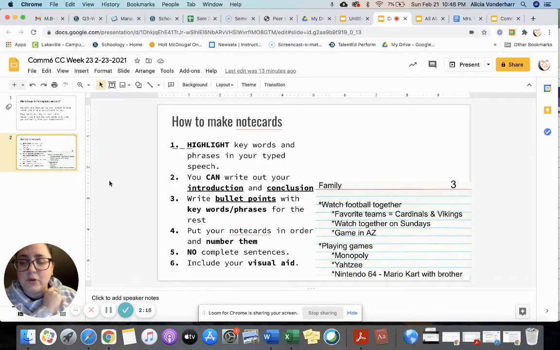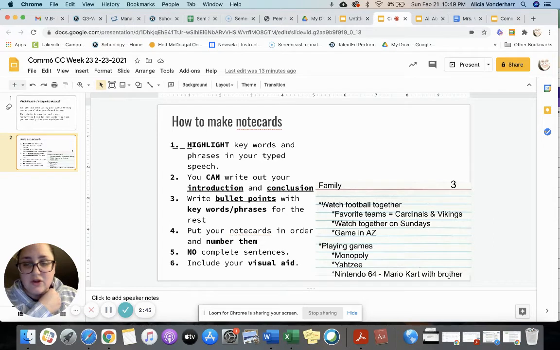You're going to write bullet points with keywords and phrases for the rest. So for any of your topics, you're going to have the topic written out, and then you can see over here where they're talking about family that watch football together. Their favorite teams are the Cardinals and Vikings. They watch football together on Sundays. And then there's a prompt to remember a game in Arizona. Playing games: Monopoly, Yahtzee, Nintendo 64, likes to play Mario Kart with their brother.